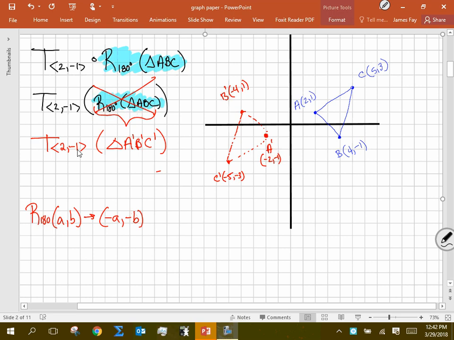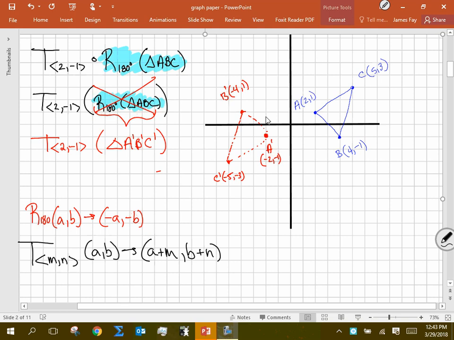Now a translation, remember our rule for a translation: if this is like M and that's N, of A comma B, all you have to do is take your A value and add M to it, take your B value and add N to it, right? So all I'm doing is taking my ordered pairs here, and I'm adding 2 to the x's, and I'm adding -1 to the y's, right?